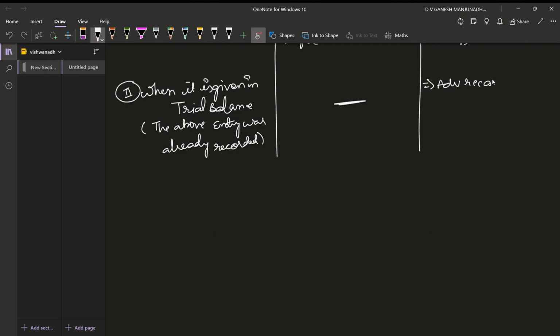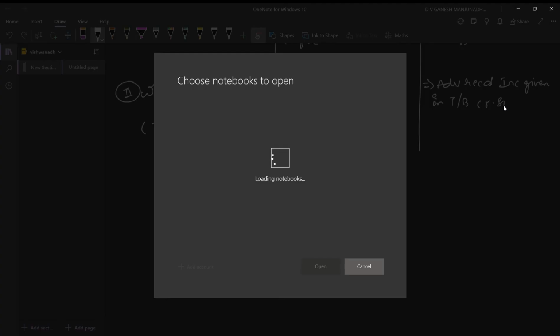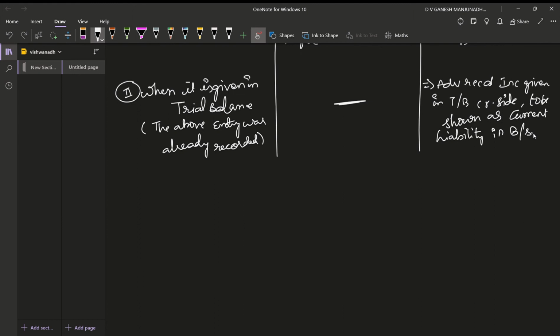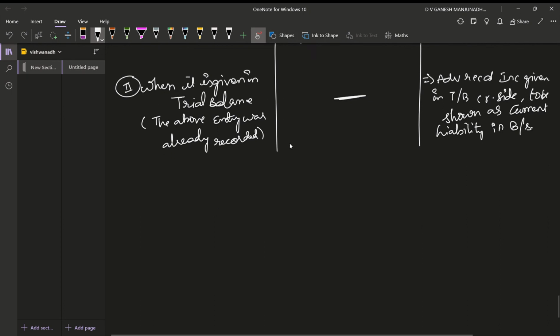Advance received income given in the trial balance, credit side, is to be shown as a current liability in the balance sheet. Current liability in the balance sheet, simply. So these four adjustments are very simple adjustments. The primary ones are simple actually.